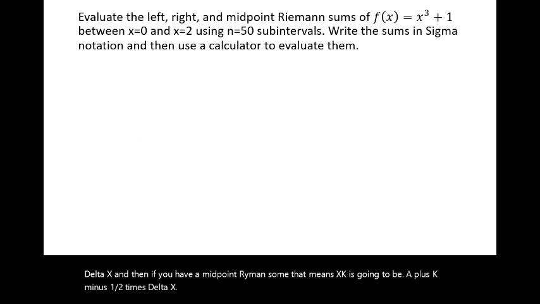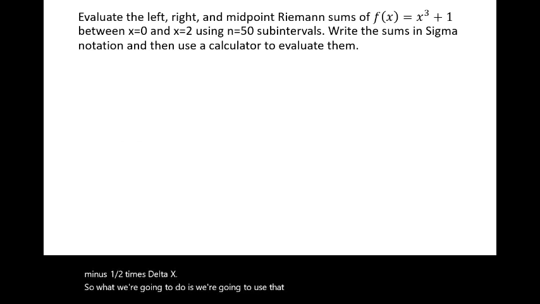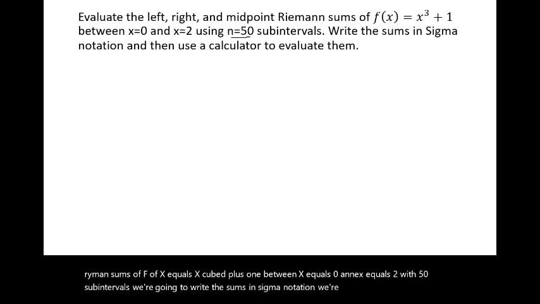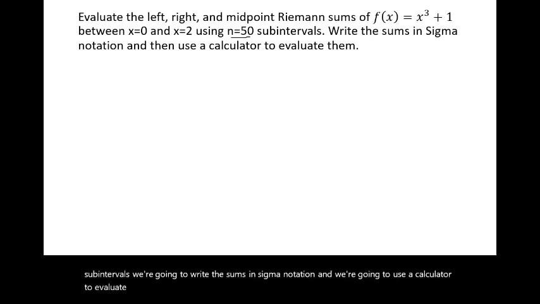So what we're going to do is use that to evaluate the left, right, and midpoint Riemann sums of f of x equals x cubed plus 1 between x equals 0 and x equals 2 with 50 subintervals. We're going to write the sums in sigma notation, and we are going to use a calculator to evaluate them. Again, I will give you the steps on this slide, and then I will actually show you a full tutorial once I get the software.